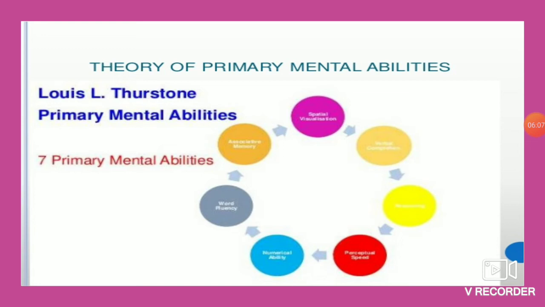So these primary abilities are, first, verbal comprehension. As we all know, verbal comprehension means how you are able to understand the meaning of any word, understanding the concepts, ideas, anything that is related to language. Second is numerical abilities. Numerical abilities is how good you are in mathematics, your computational skills, how accurately you are able to solve mathematical problems. That is known as numerical abilities.